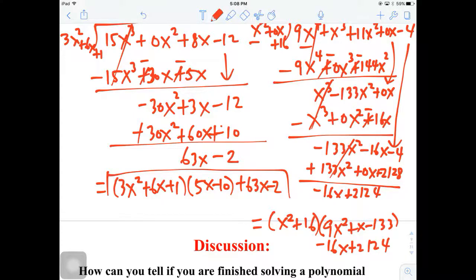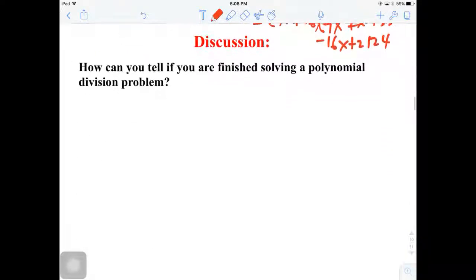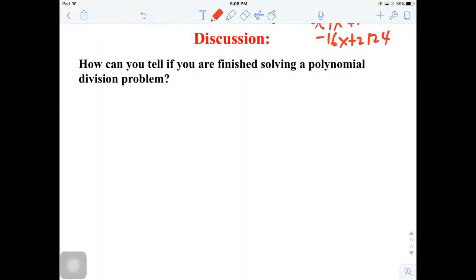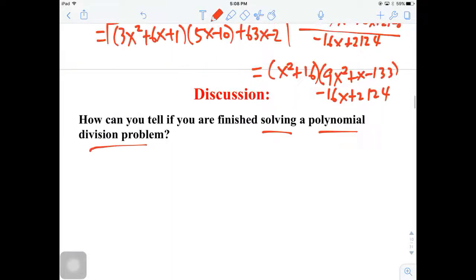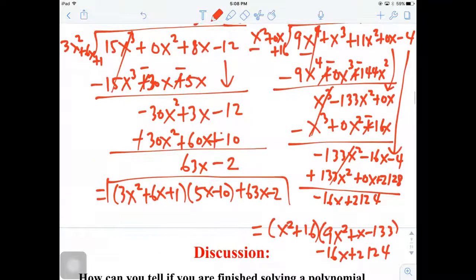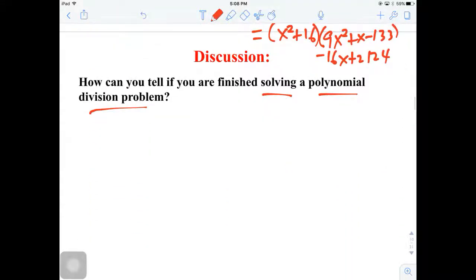So we are done trying all the problems, and here is a discussion problem. How can you tell if you are finished solving a polynomial division problem? Well, you wait until your remainder actually has a lower degree than the divisor. So that's how you can tell when you're finished. And also you have no more terms to bring down, right? So that's how you can tell.